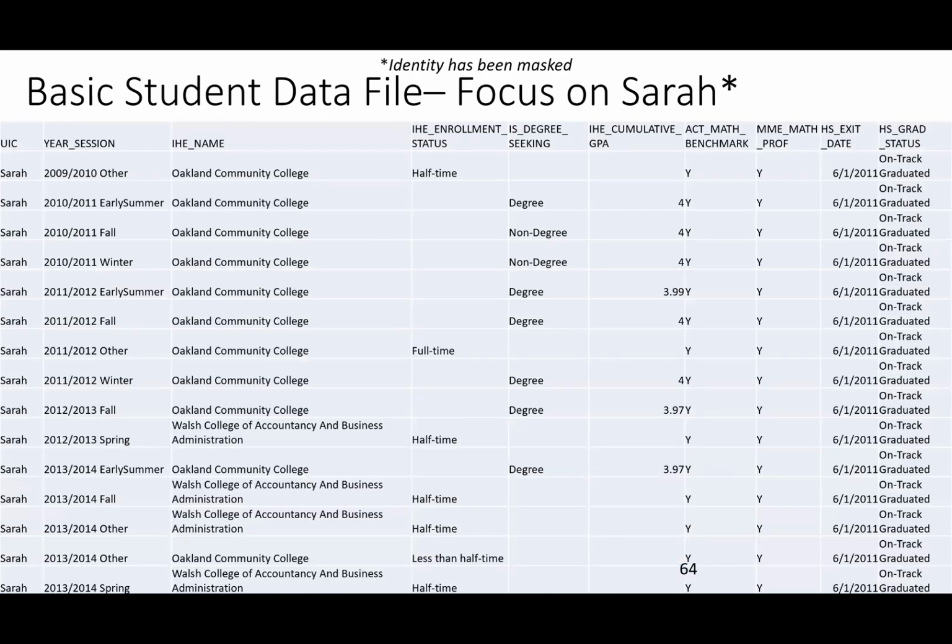Here's just a little bit of what some of the reports look like that you could get from Student Pathways. So we have the basic student data file, which is just the basic information on the student, given the UIC, the year and session that they attended, the college that they were attending, what their enrollment status was, and if they were degree seeking. It gives a cumulative GPA, the ACT math benchmark and the MME proficiency, and whether or not they graduated or what their graduation status is.